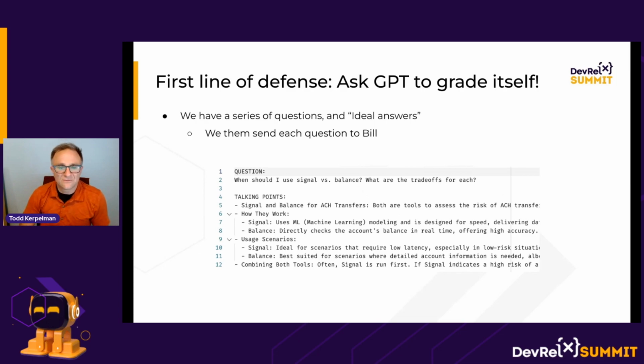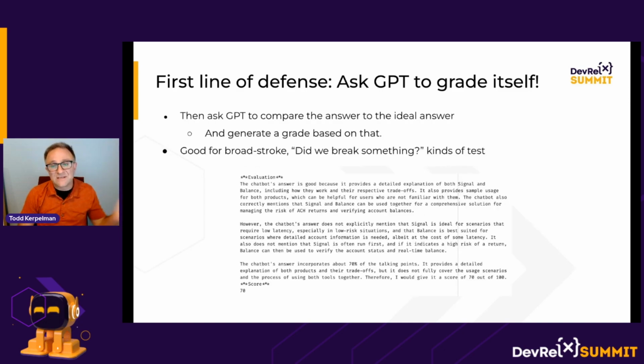We have a series of questions and ideal answers that those answers should contain. And what we do is we have a Python script that sends those questions to Bill. And then we take those answers and we send them back to GPT and say, hey, this is the answer we got from our chatbot. These are the talking points an ideal answer should contain. How'd you do? Grade yourself on a score of 0 to 100. And this does pretty well.